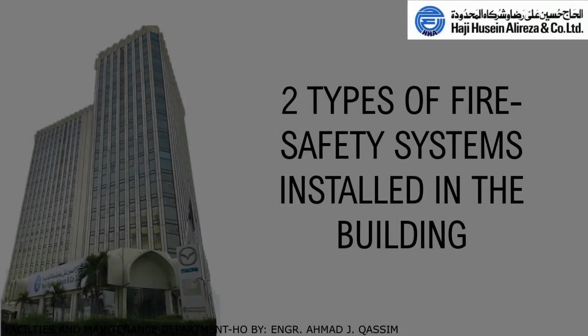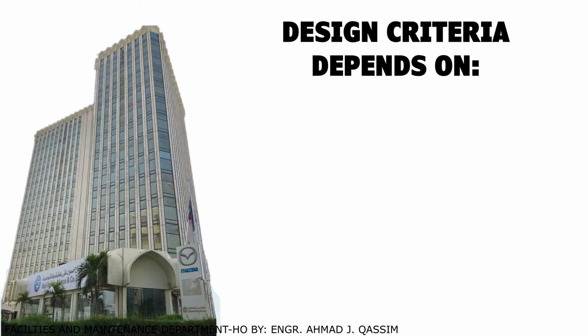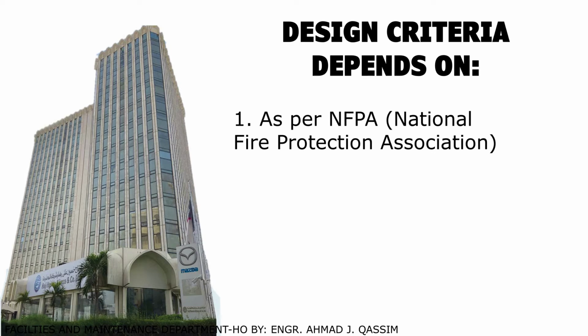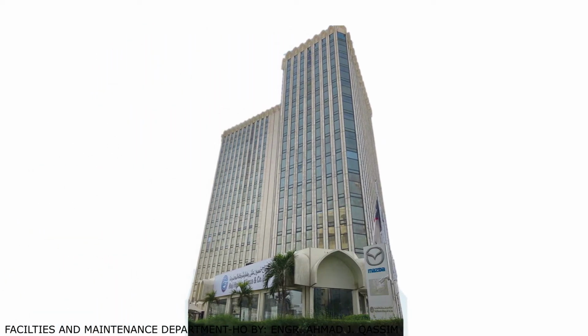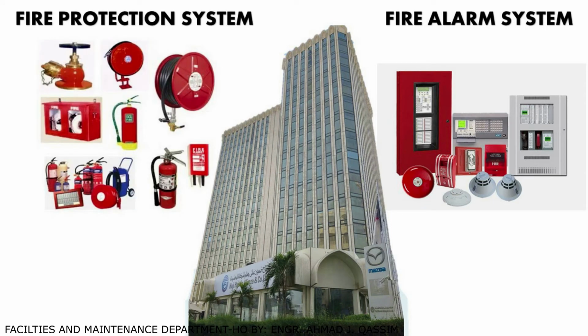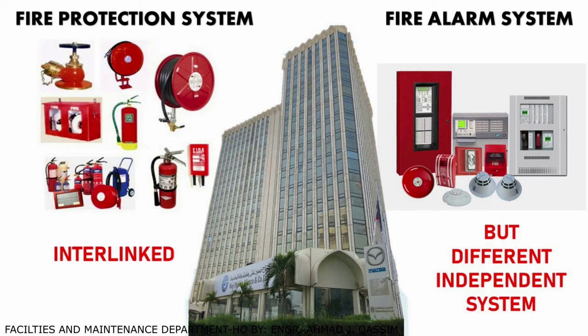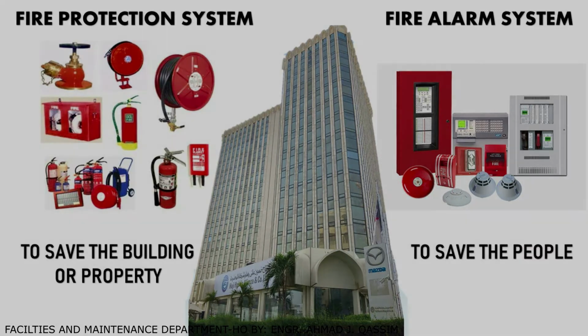There are two types of fire safety related systems installed in buildings. These depend on the criteria, as per NFPA, for construction type and occupational hazard, or as per civil defense requirements. These are the fire alarm system and the fire protection system. Both are interlinked to one another but function differently. The fire alarm system's purpose is to save the people, while the fire protection system's purpose is to save the building.